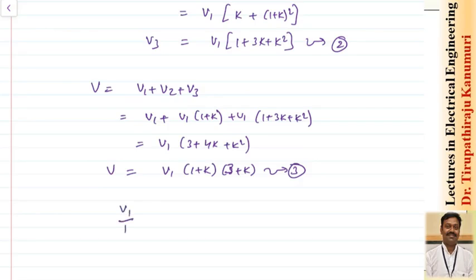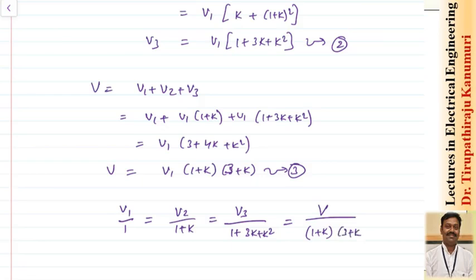V1 divided by 1 is equal to V2 divided by 1 plus K is equal to V3 divided by 1 plus 3K plus K square. This will be equal to total voltage divided by 1 plus K into 3 plus K. This is the way the voltage is divided across your string of the insulators.